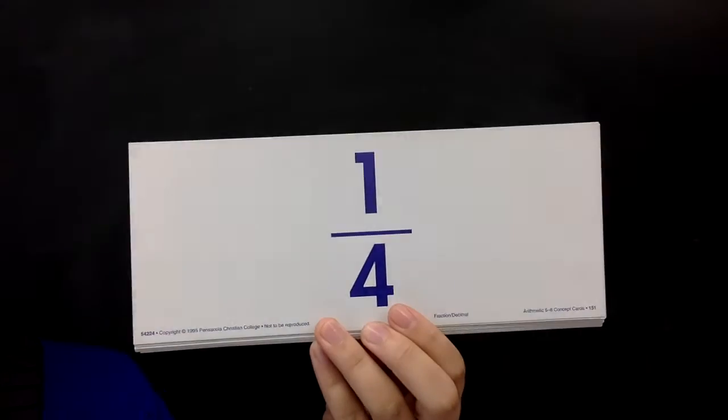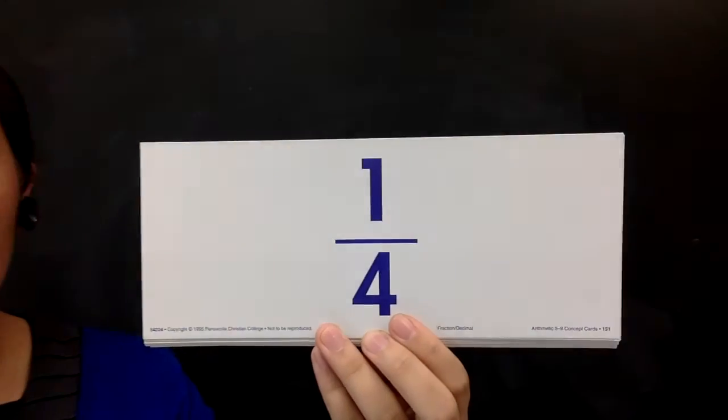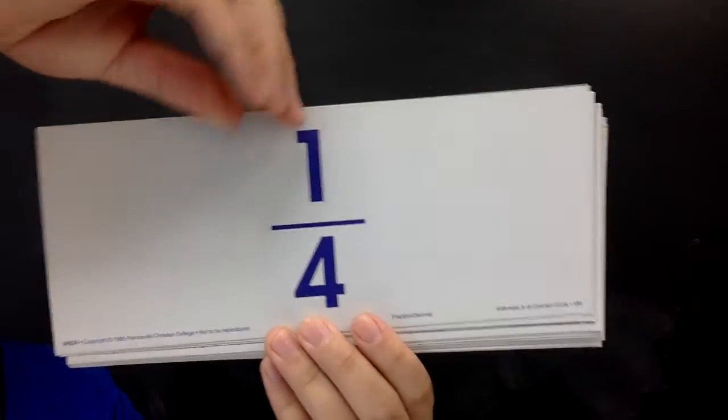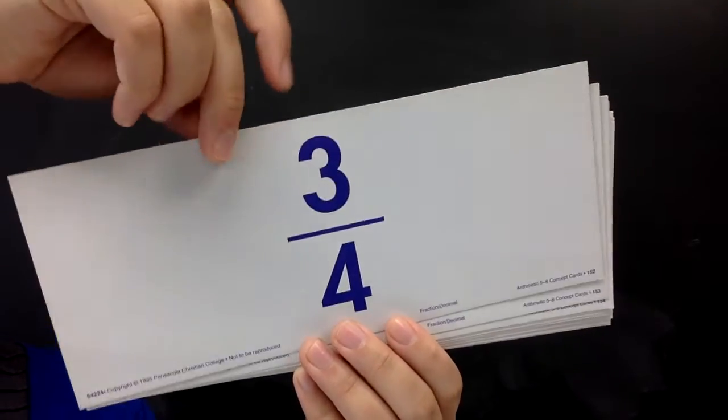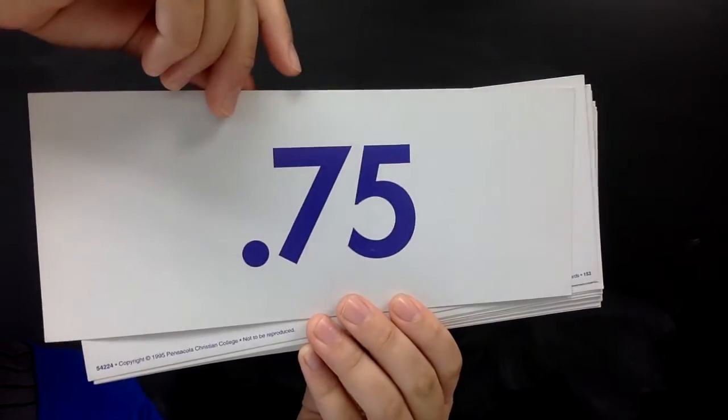That's how it is for 1/2, 1/4, and 3/4. Just think of how it is when you're working with money. 1/4 is 25/100ths. 3/4 is 75/100ths.